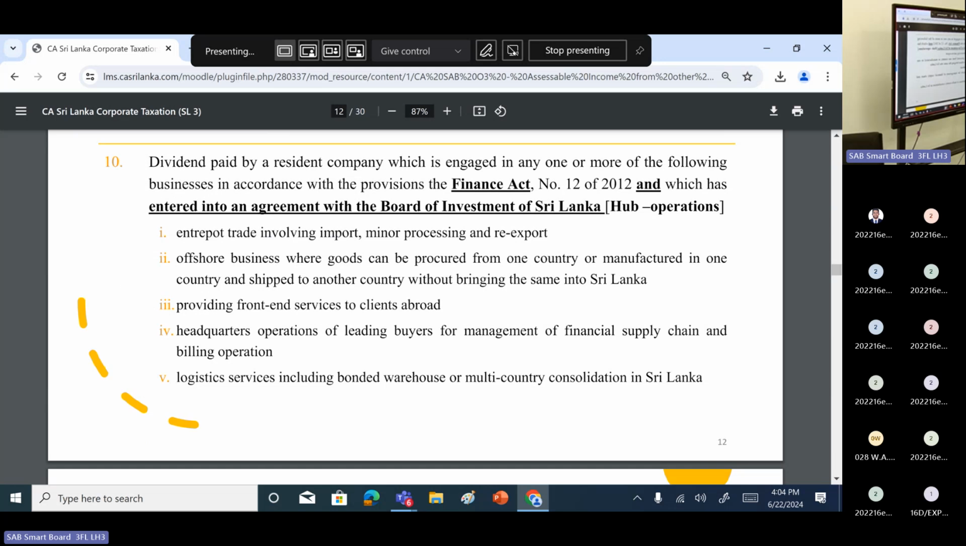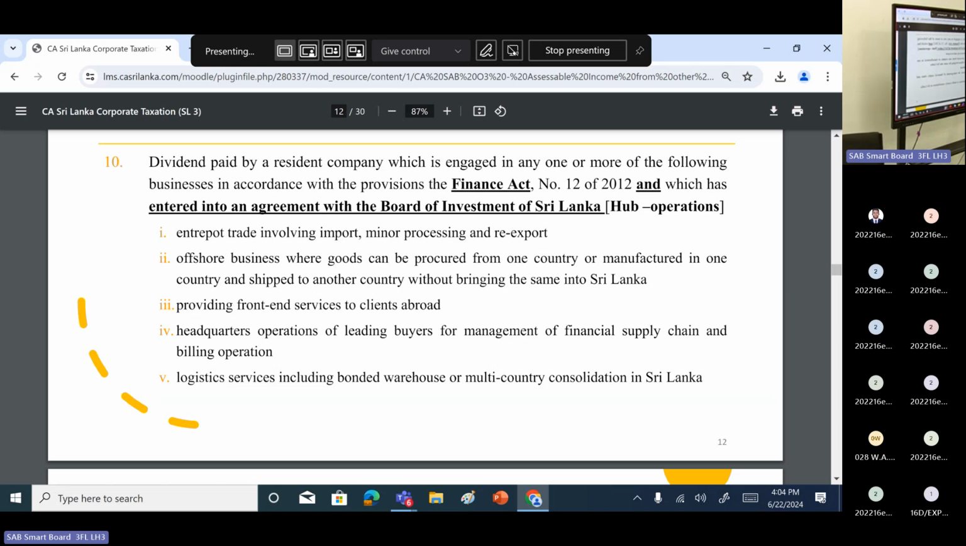Dividends paid by a resident company which is engaged in any one or more of the following businesses in accordance with the provisions of the Finance Act. That is actually, there is another act, the Finance Act. There are some taxes they are introducing under the Finance Act also, just like the tourism development levy. So the share transaction levy is actually coming under that, and the telecommunication levy. Likewise, some taxes are introduced under the Finance Act. The Finance Act gives some sort of relief for this type of investment.